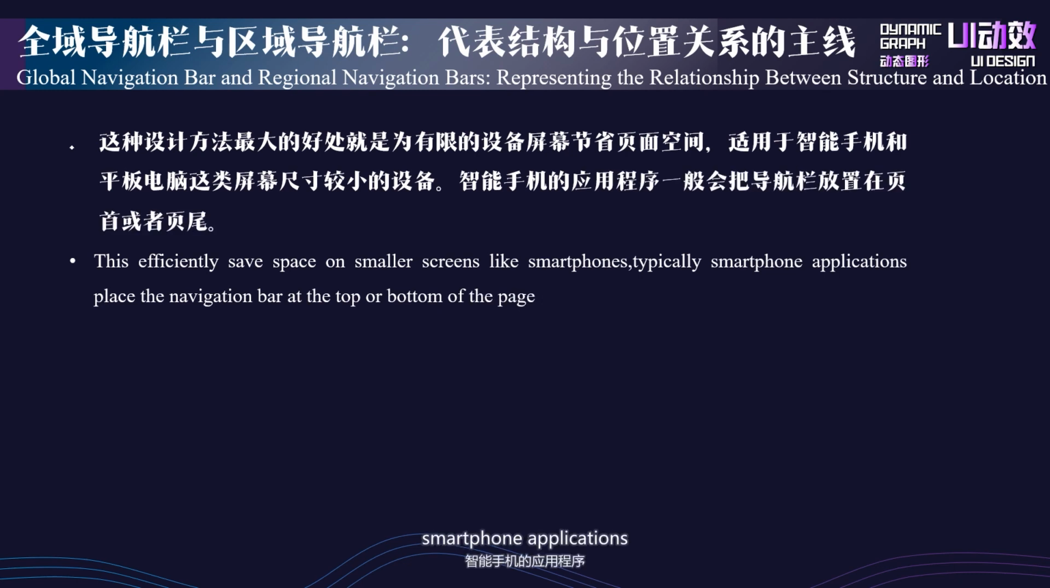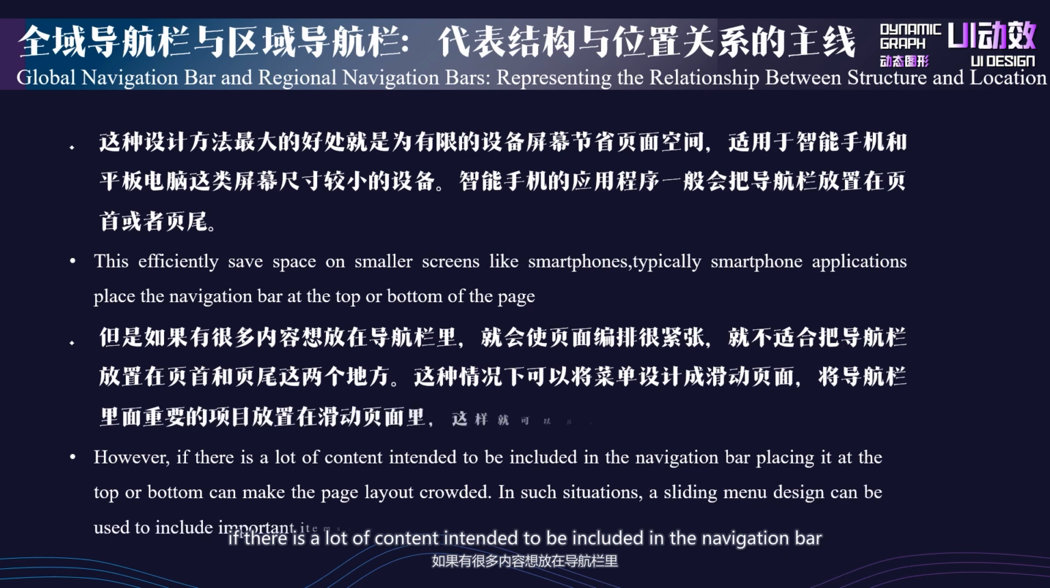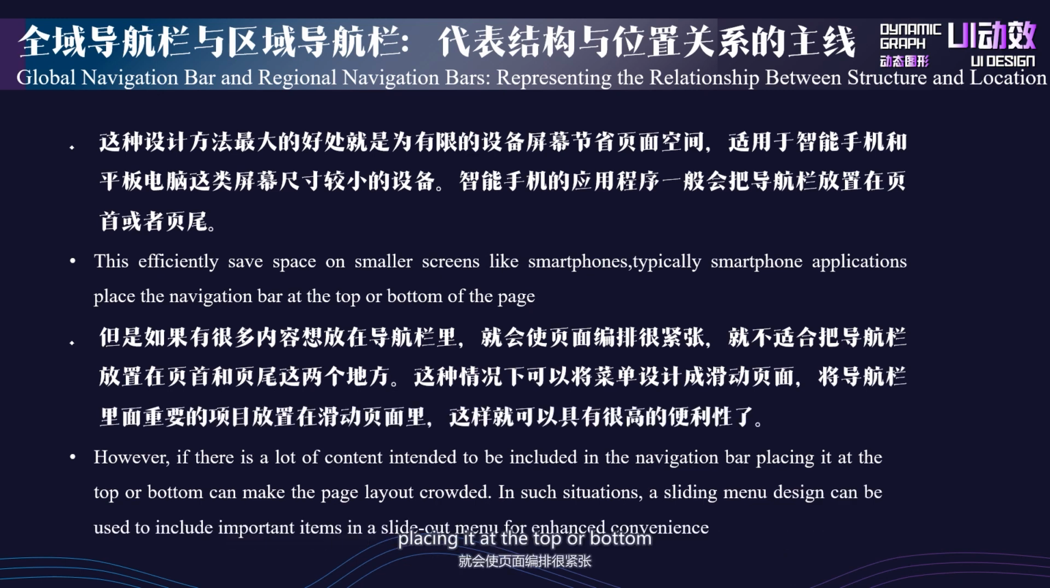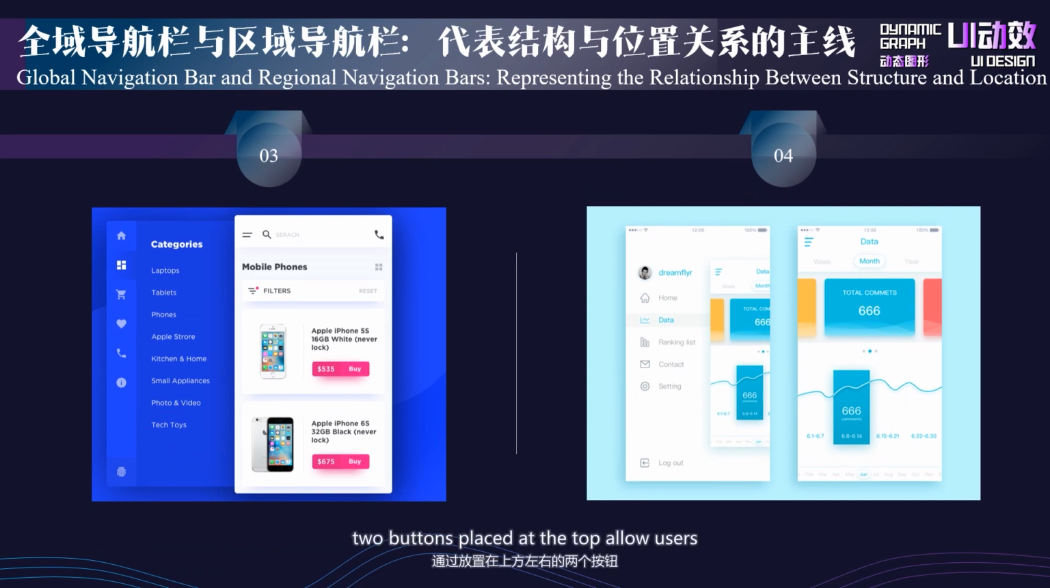Typically, smartphone applications place the navigation bar at the top or bottom of the page. However, if there is a lot of content intended to be included in the navigation bar, placing it at the top or bottom can make the page layout crowded. In such situations, a sliding menu design can be used to include important items in the slide-out menu for enhanced convenience. For example, in the mobile version of Facebook, two buttons placed at the top allow users to switch between two-column or three-column sliding pages. When the screen is rotated horizontally, the right side menu appears within the page.